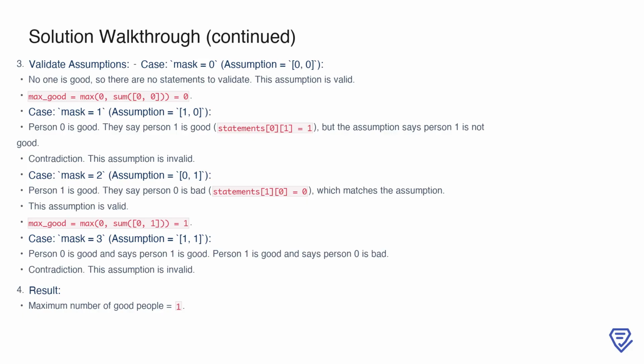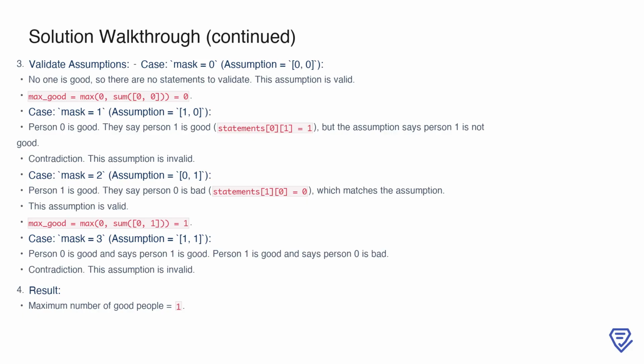Now, we validate each possible assumption to see if it aligns with the given statements. Starting with mask equals 0, which assumes 0, 0, no one is good, so there are no statements to check, making this assumption valid. The total number of good people is 0, so max_good remains 0. Next, for mask equals 1, the assumption is 1, 0, meaning person 0 is good and person 1 is bad. Person 0's statement says person 1 is good, which contradicts the assumption, so this case is invalid.